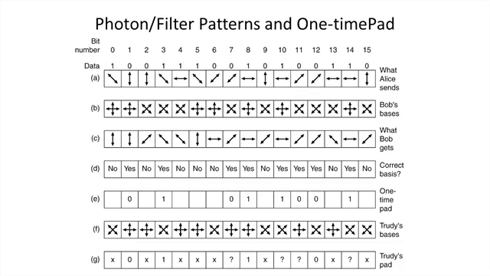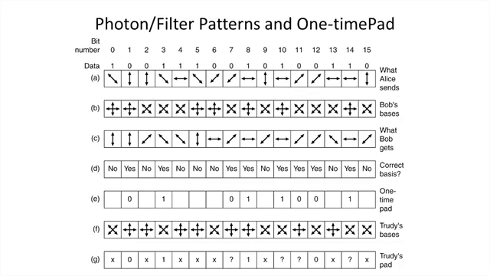When a photon hits a filter at 45 degrees to its polarization, the photon polarization will randomly jump to the axis, either along the filter or perpendicular to it. So this is how the quantum uncertainty principle is utilized here. Row C shows what Bob received.